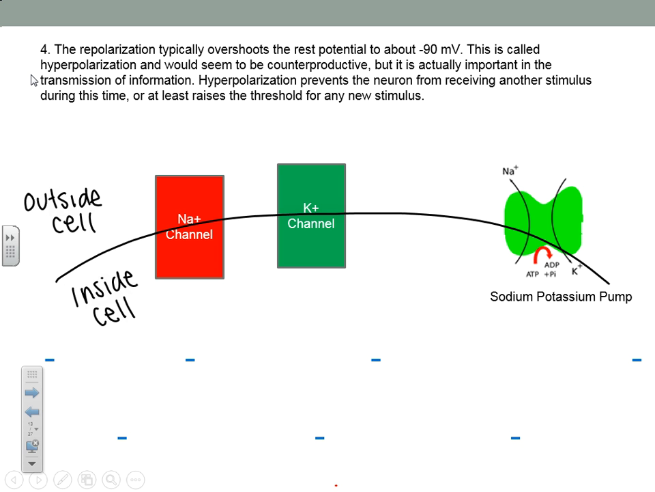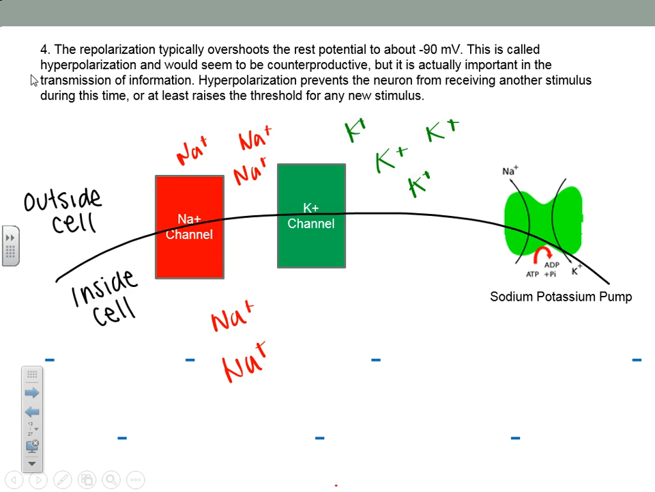Okay, so repolarization typically overshoots the resting potential. So what's going to happen is we're going to get too many of the potassium ions on the outside of the cell. We still only have a few of these guys inside. Okay, so basically we're shifting positive charges in and out of the cell.